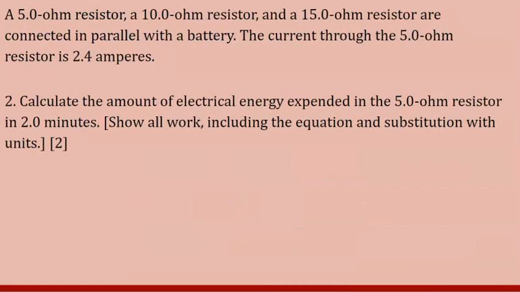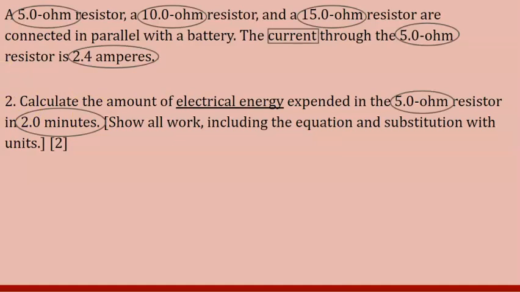Question 2 is still related to this circuit. So it says calculate the amount of electrical energy expended in the 5.0 ohm resistor in 2.0 minutes. This show all work, including the equation and substitution with units, means this is a 2-point question. You'll get 1 point for the work with the correct formula and 1 point for the answer with the correct unit.